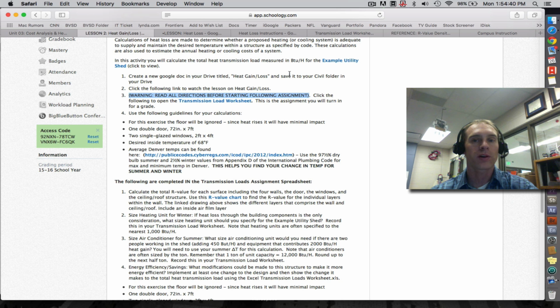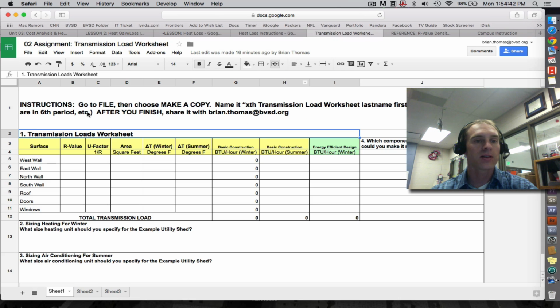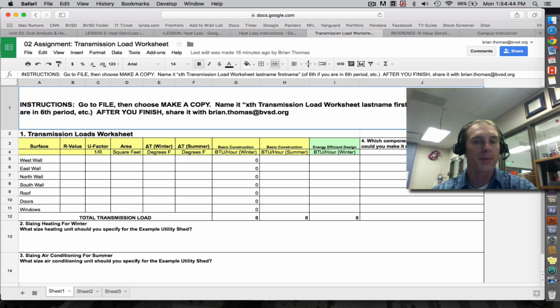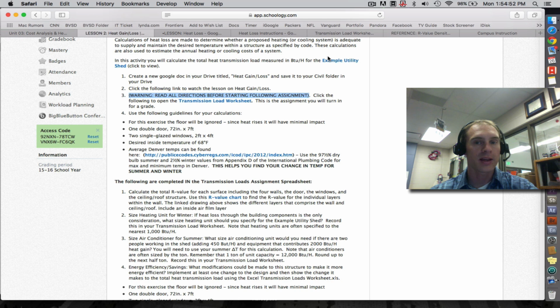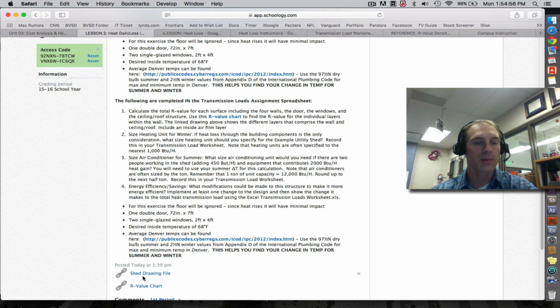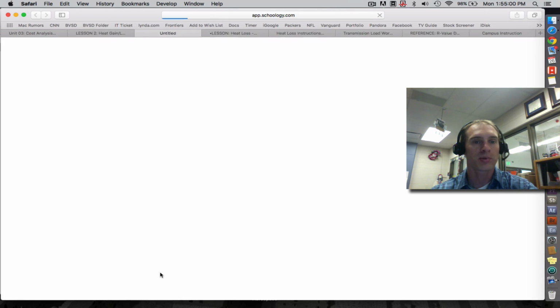So I'm going to load up the transmission load worksheet, and that looks like this. So it gives you instructions for how to make a copy of it. You're going to put in the R value for each wall, and you find the walls and what they look like in your example utility shed. So that link is here. I've also quick linked it to the bottom, the shed drawing file and the R value chart. You can get to those in either place.